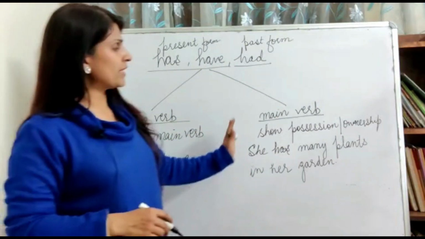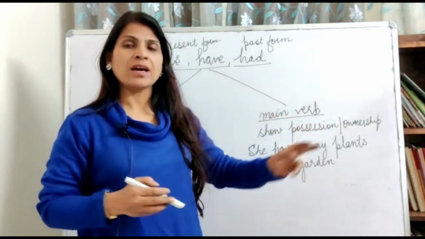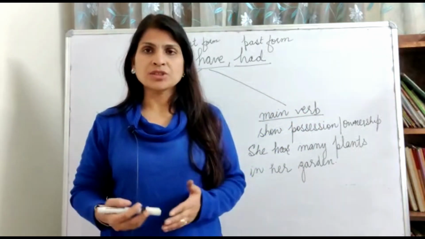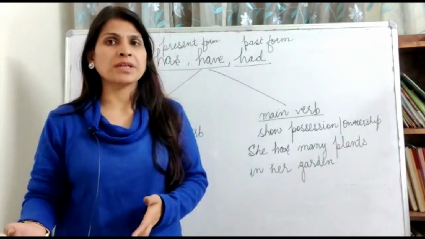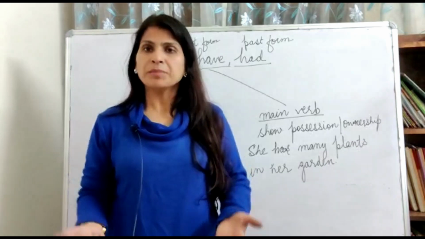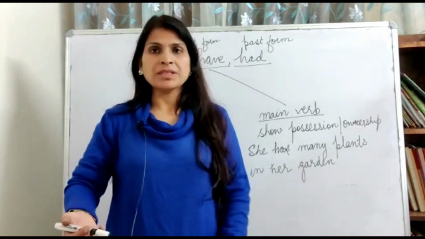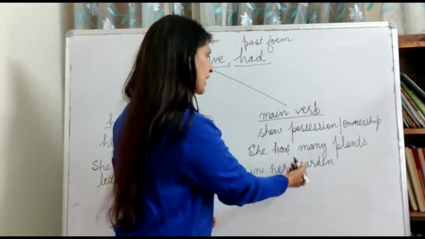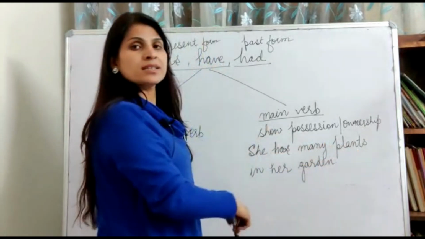Now let's come to when they are used as the main verb in the sentence. When has, have and had are used as the main verb in the sentence, then they show possession, they show belongingness, they show the ownership. Means something belongs to somebody. Suppose I say, I have a pen. I have a pen means this pen belongs to me. He has a huge house means this huge house belongs to him. We have the sentence here, she has many plants in her garden means these many plants in her garden belong to her.